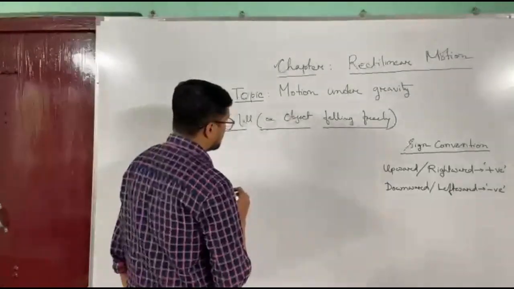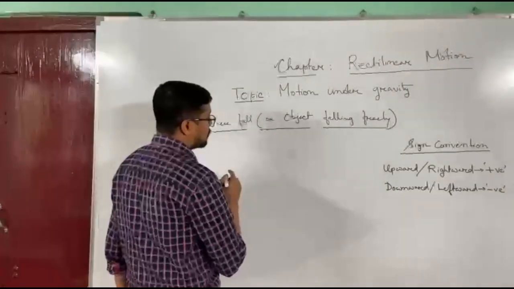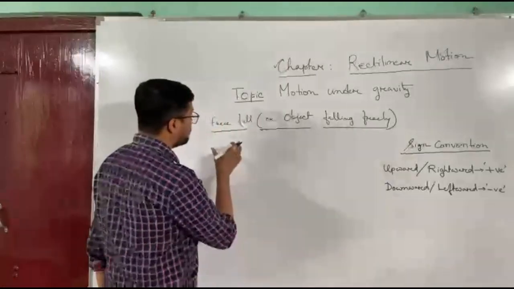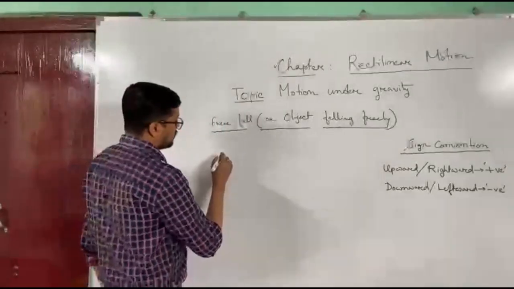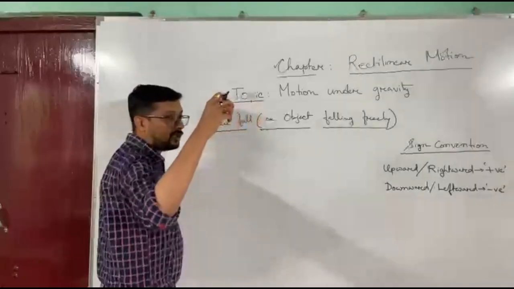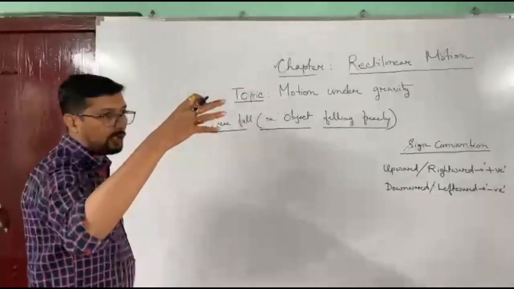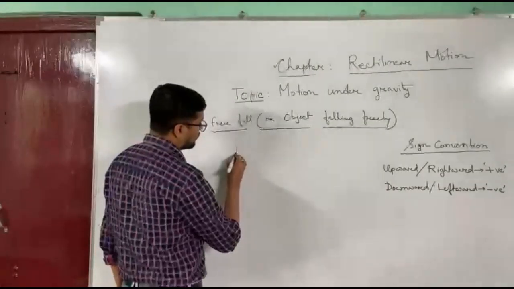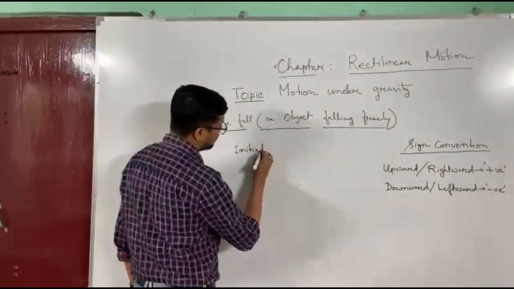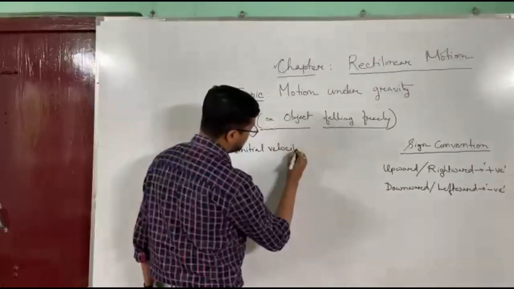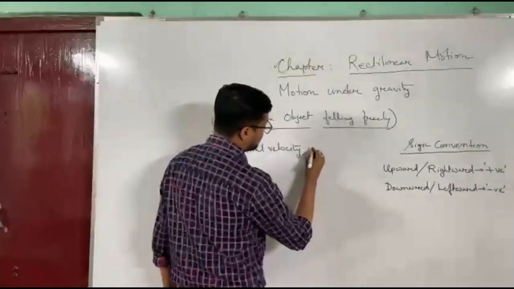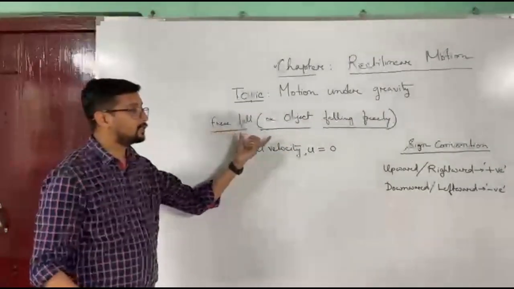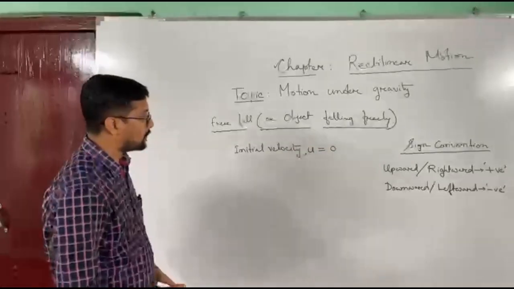Now let us consider the motion parameters as per the sign conventions that are to be used. In free fall, because the object is going to be falling freely from a certain height, the initial velocity u will be 0 when the object is falling freely.